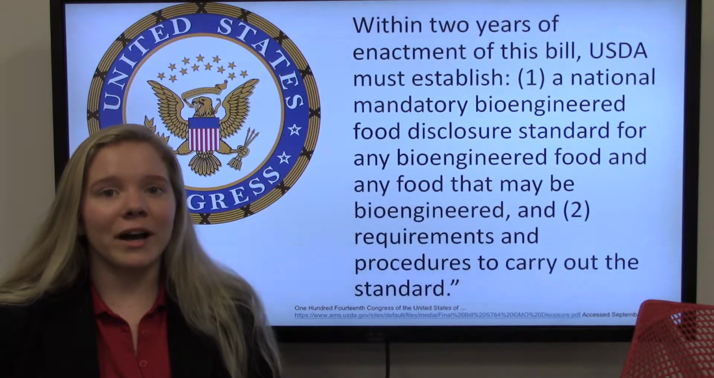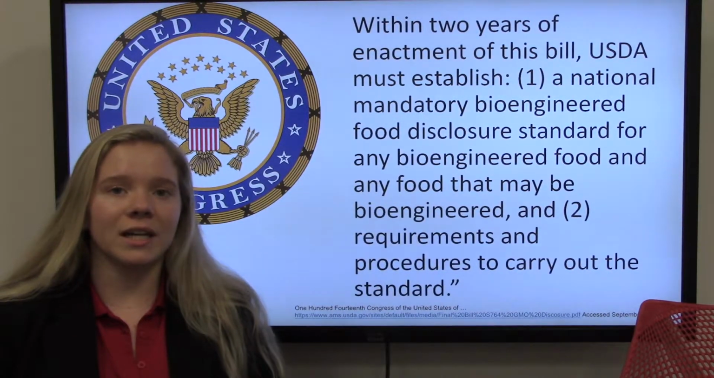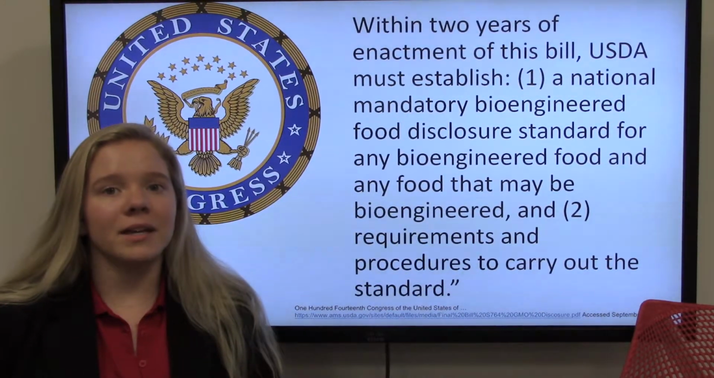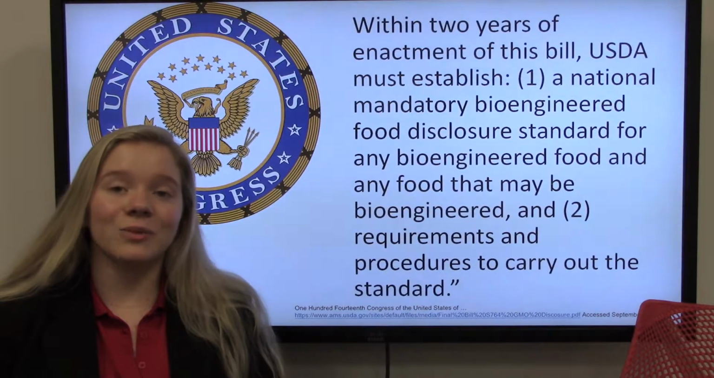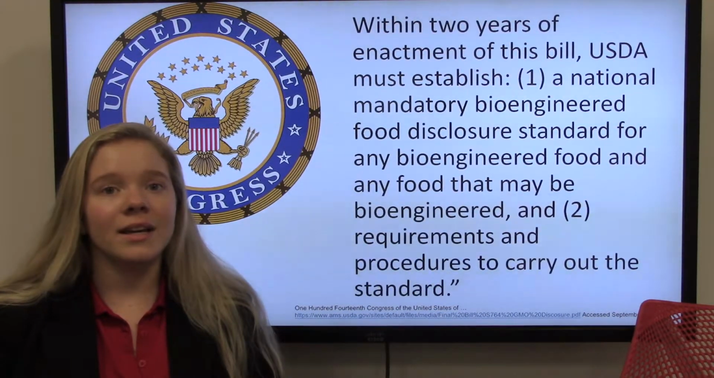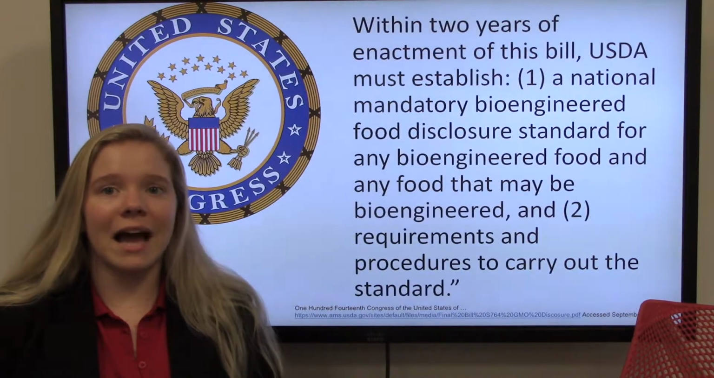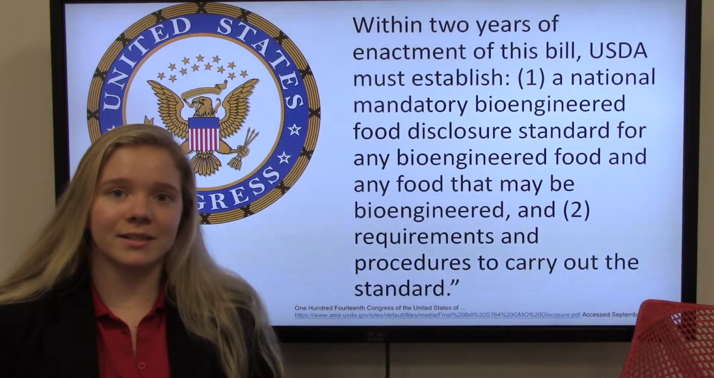However, the National Bioengineered Food Disclosure Standard Act, which Congress passed on July 29, 2016, mandates that by July 29, 2018, the USDA must have implemented standards that require companies to clearly label products that contain GMOs. Now here to walk us through this process is Sarah Nile from the USDA's Agricultural and Marketing Services.